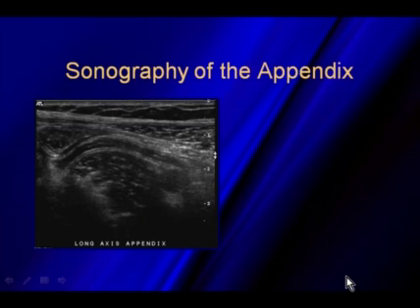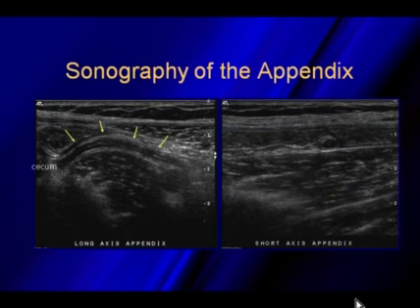Sonography of the appendix. Looking at the long axis of the appendix, it would be great if all the appendix cases would look like this, where we have the cecum, and then you can see the normal appendix coming off and diving deep here over the iliac vessel. When you're imaging the appendix, you want to make sure that you do scan in two planes.